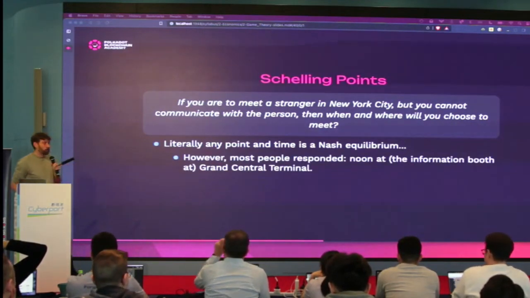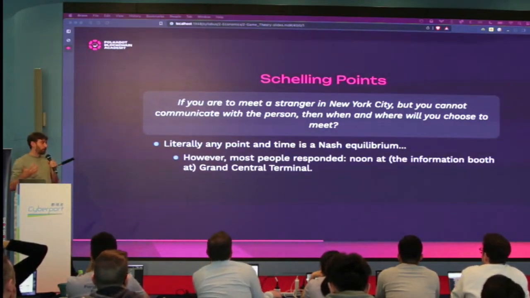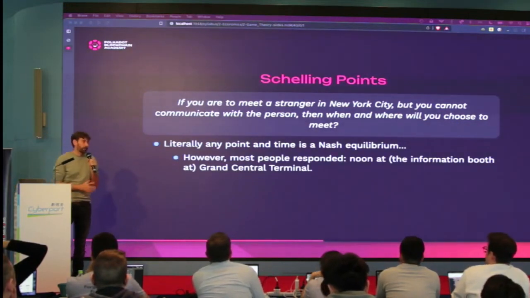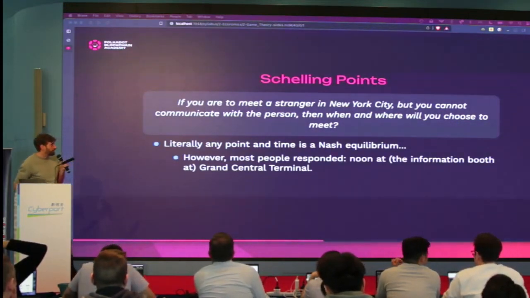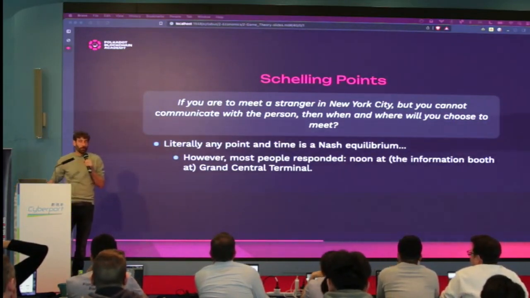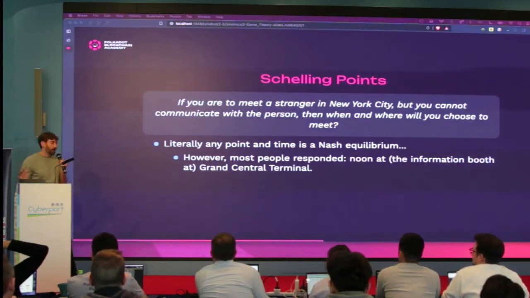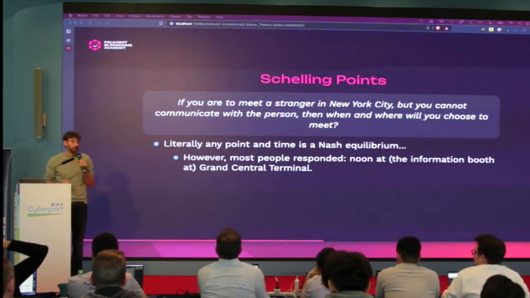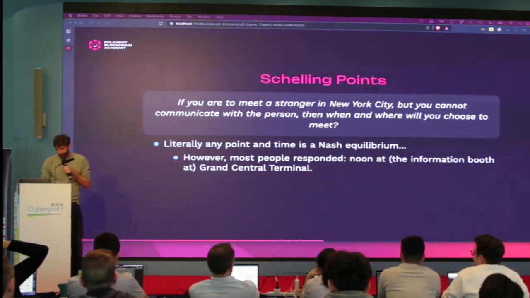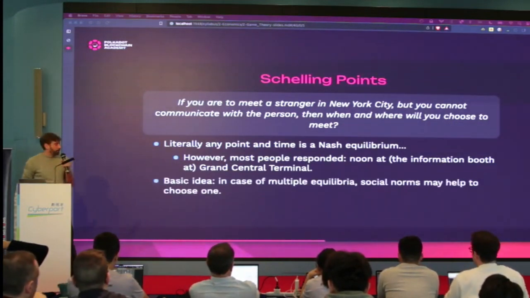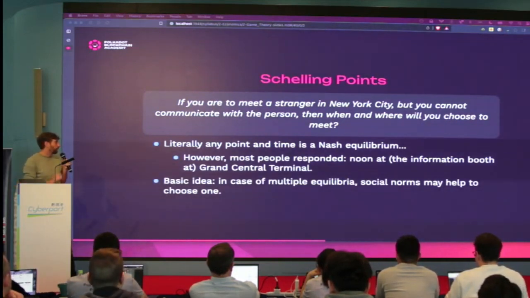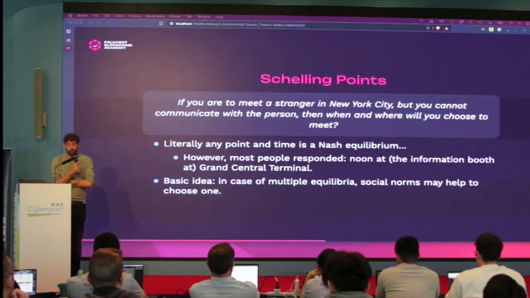Most people, and I'm not sure whether that is maybe if you're American, it's more obvious, say noon. This was a real experiment, right? They say noon at the information booth of Grand Central Terminal. Apparently, if you have no idea and you need to find the other person, that is the most likely way the other person also thinks where to go. And the basic idea is if we have multiple equilibria, social norms may help you to choose one.